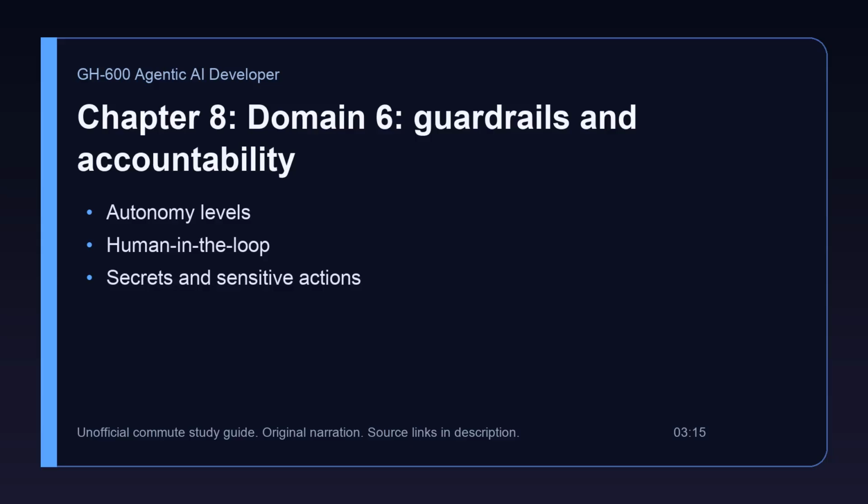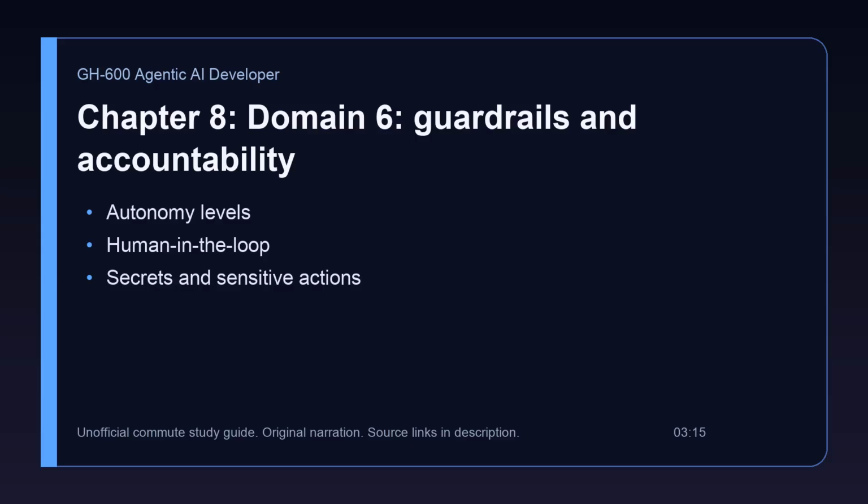Start by classifying action risk. Low-risk actions include reading docs, summarizing issues, searching code, and generating a draft plan. Medium-risk actions include editing code on a branch, creating a pull request, or running tests. High-risk actions include merging, deployment, deleting data, changing security controls, modifying compliance-sensitive settings, or accessing sensitive secrets.